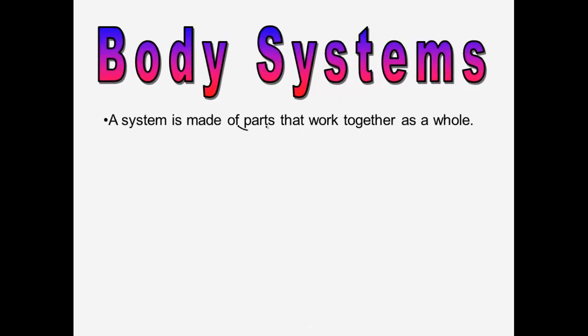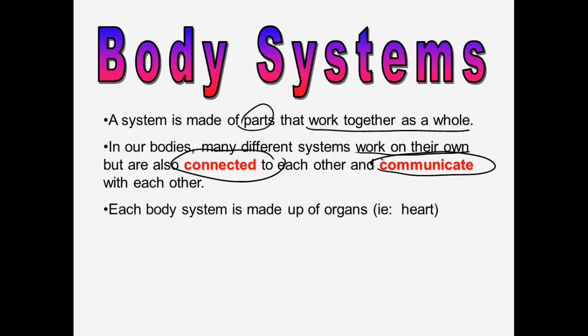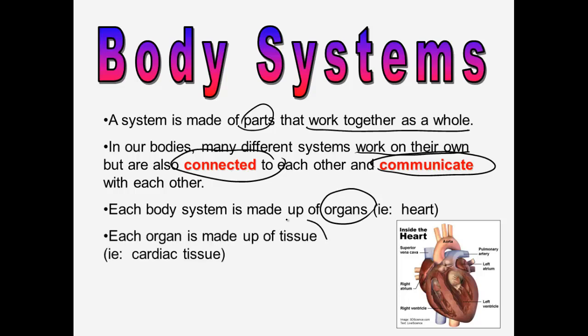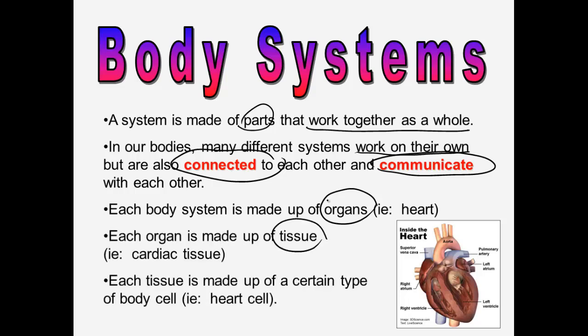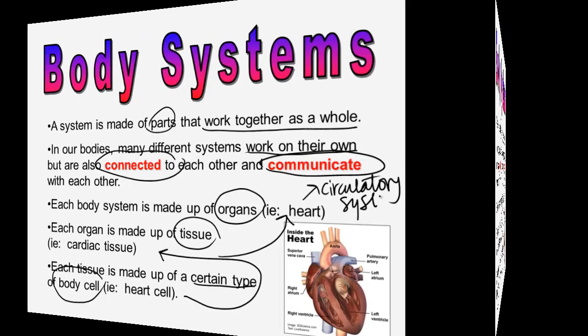So a body system is parts that work together. And in our bodies, the systems do work individually, but they're also very much connected to each other, and they communicate with each other and help each other get their jobs done. So every body system is made up of organs, for example, the heart. Every organ is made up of tissue, i.e. cardiac tissue, and every tissue is made up of a certain type of body cell that has certain genes turned on to allow that cell to do its job. So heart cells make up cardiac tissue, which makes up the heart, and the heart, in conjunction with all of the other organs in the circulatory system, makes up the circulatory system.